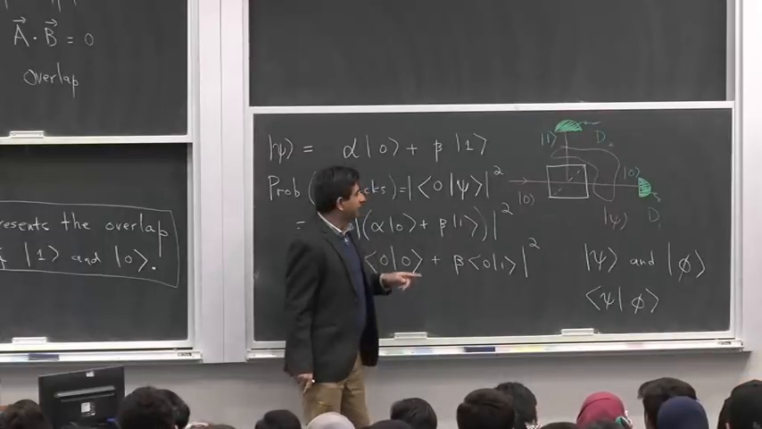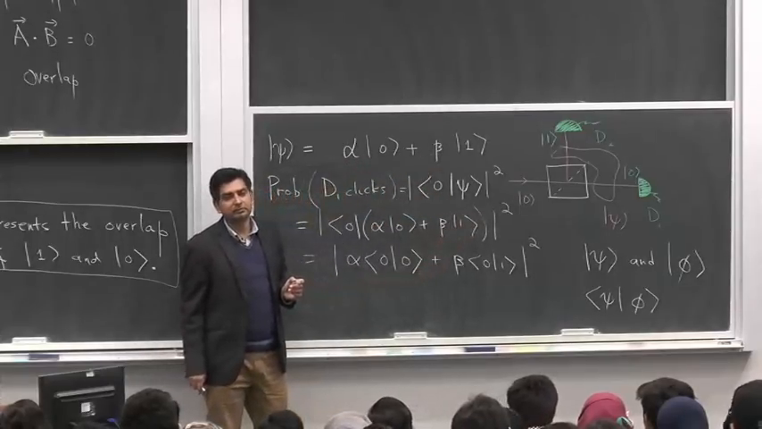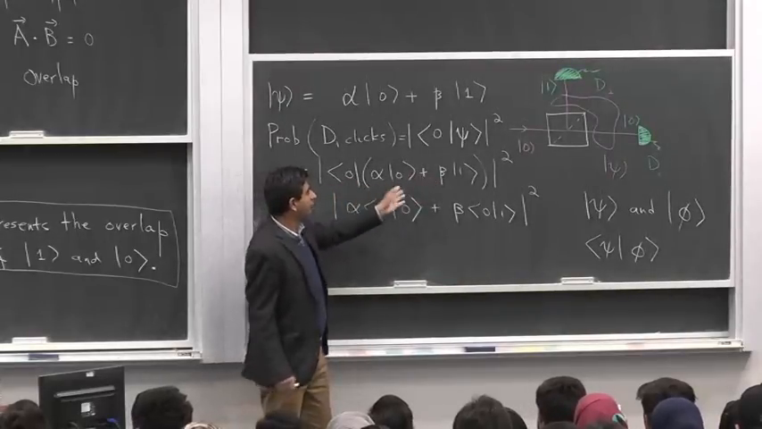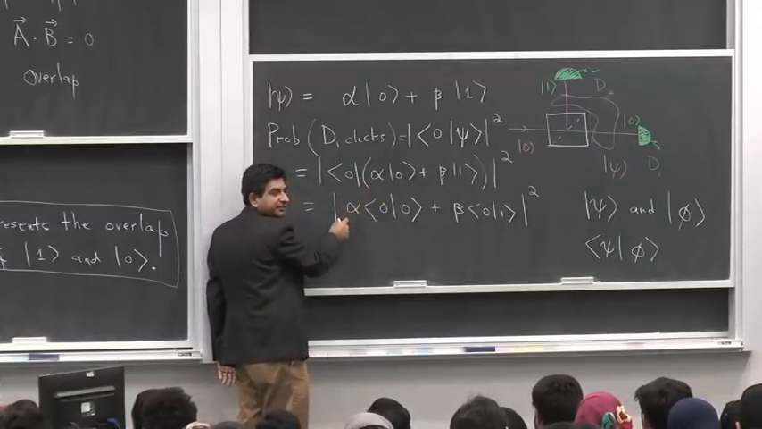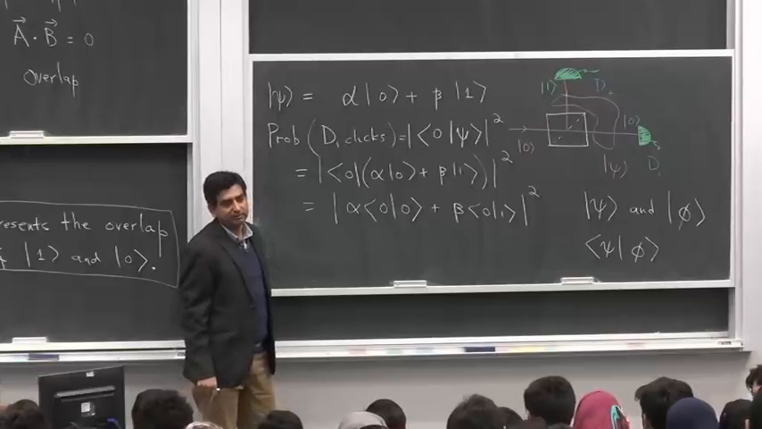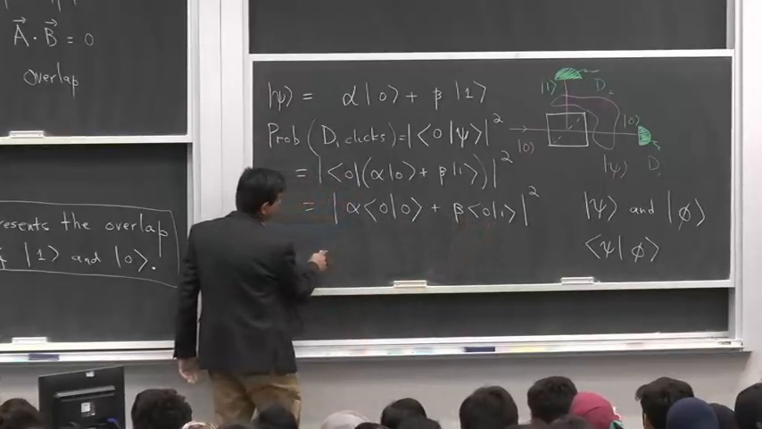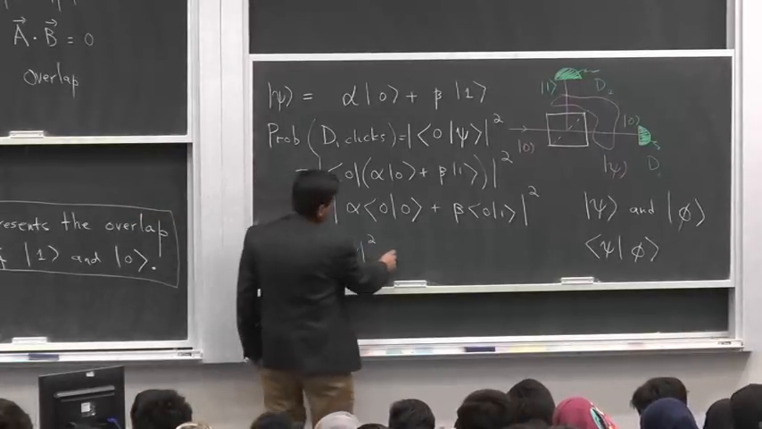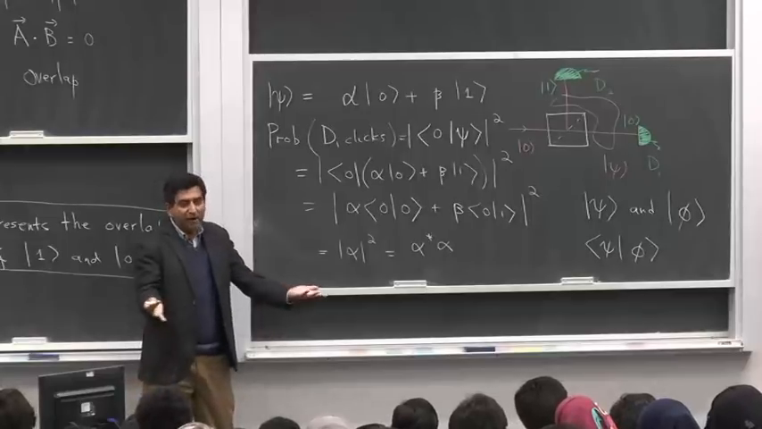Now, do you understand? The next step, I've just replaced psi with its general form. And then in the next step I just opened up the bracket. I find the overlap of 0 with 0, put alpha with it, because this is just a coefficient, a scalar, a number. And then I find the overlap of 0 with 1, and just put the coefficient in here, that's it. Now what's this number equal to? 1. And what's this number equal to? 0. So my answer is alpha modulus squared. Or if alpha is a complex number, alpha star into alpha. This is how I define a modulus squared.